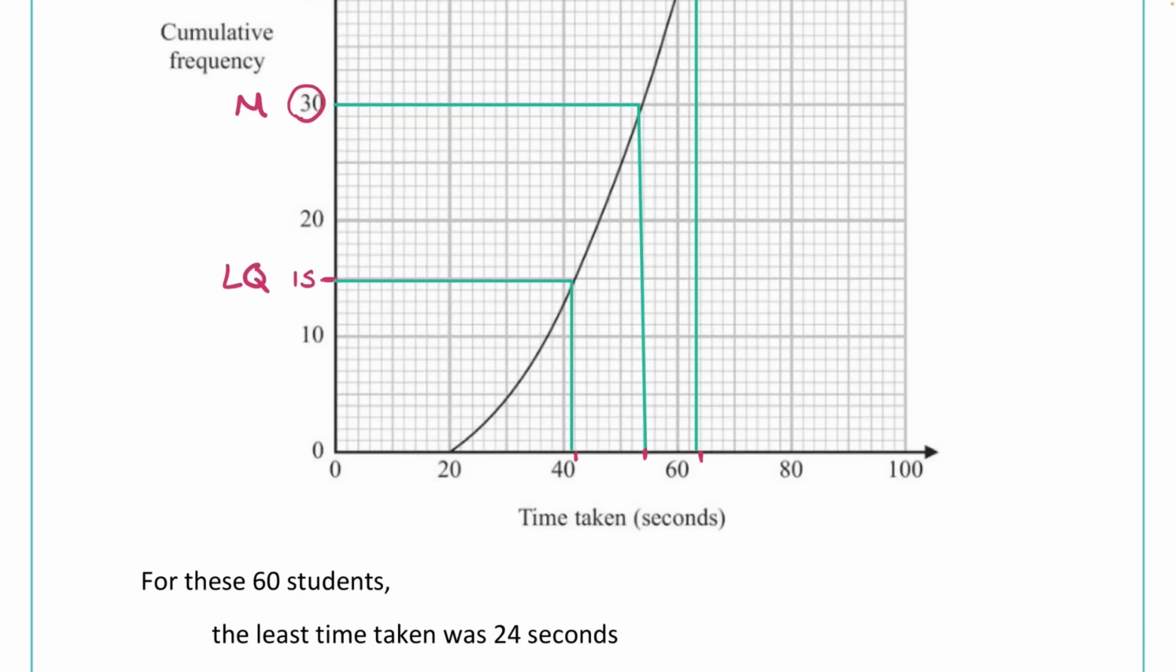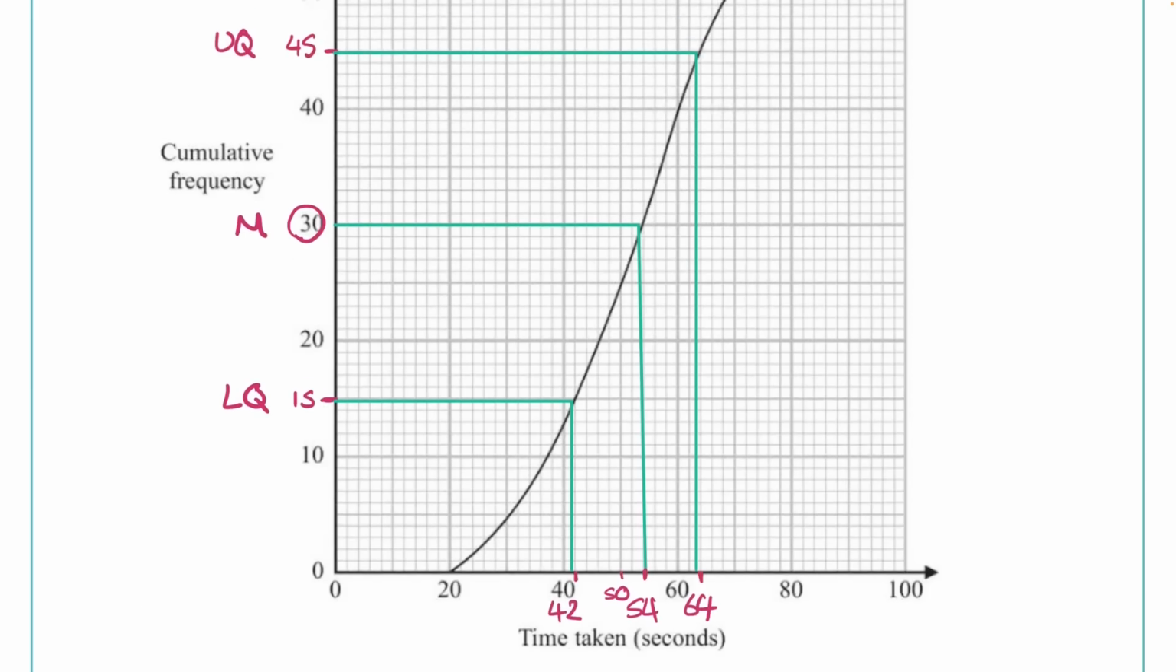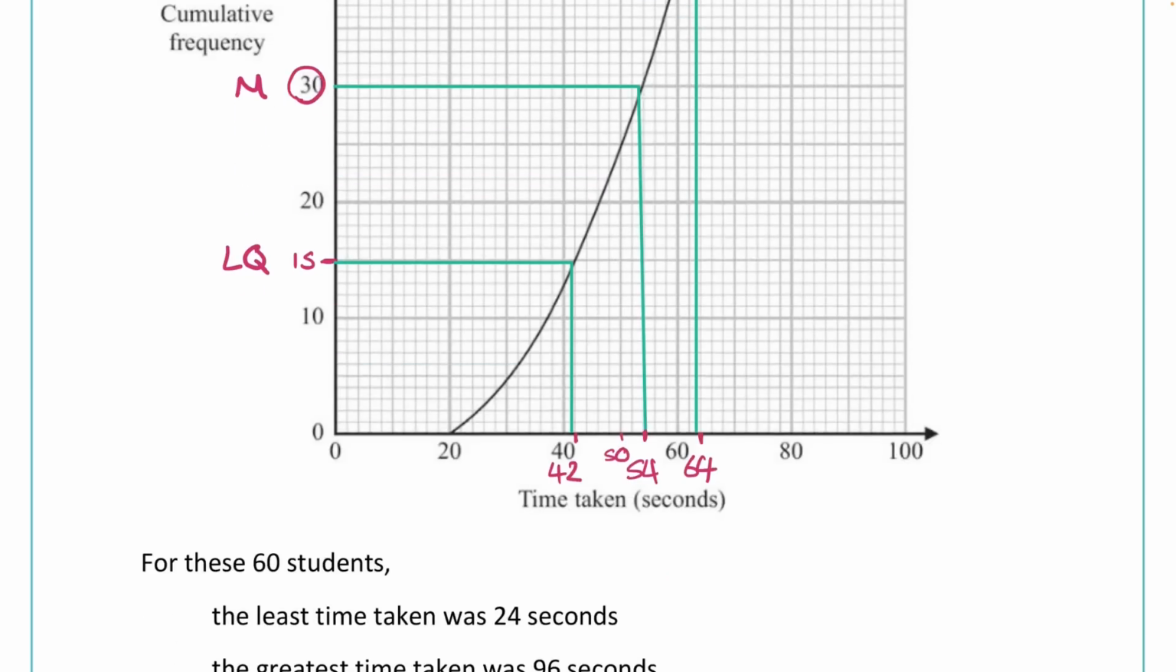So my lower quartile, and again, making sure that we read the scale carefully, each one goes up in twos. So that's going to be 42 for my lower quartile. My median is at 54, and my upper quartile is at 64 there. My line has gone ever so slightly to the left, but we've got 64 for that one.